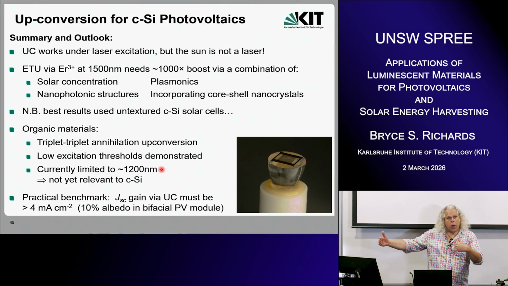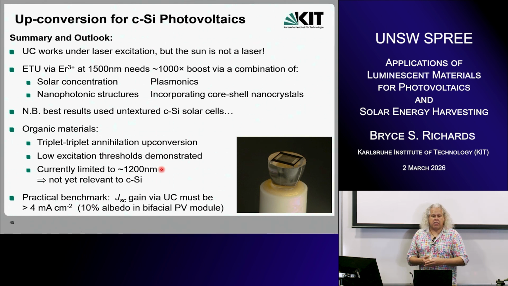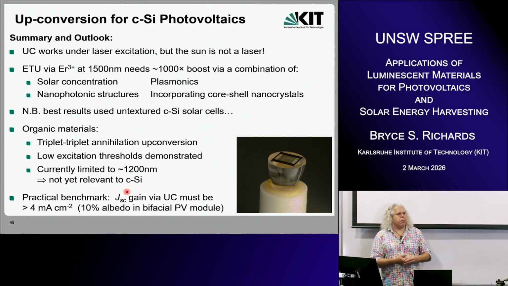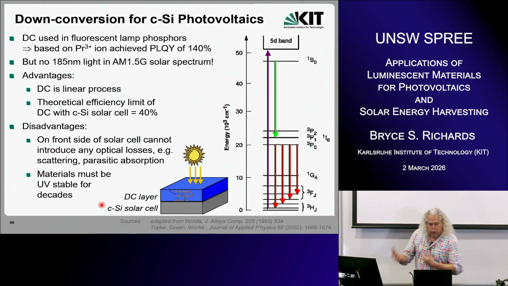It would need to start going beyond that to get to those sub-bandgap photons that silicon is currently missing out on. And as a final reminder, the JSC gains that you need would probably have to be at least greater than 4 milliamps per centimeter squared, because that's what you'd get, let's say, worst case from a 10% albedo in a bifacial module. So now I jump to down conversion.